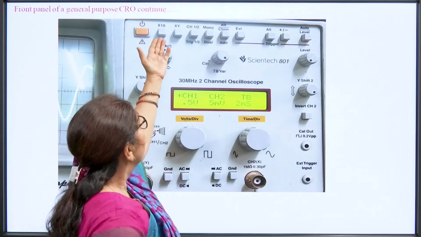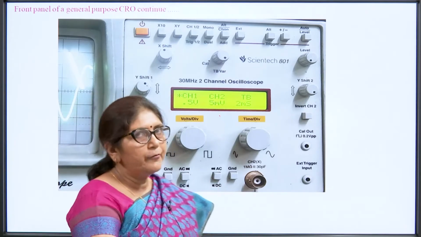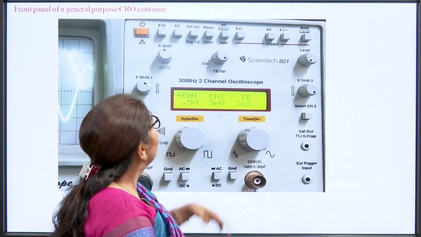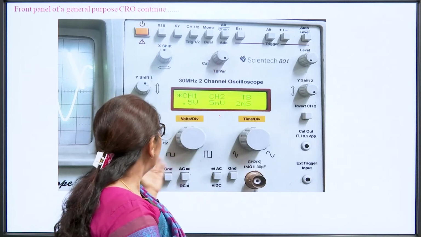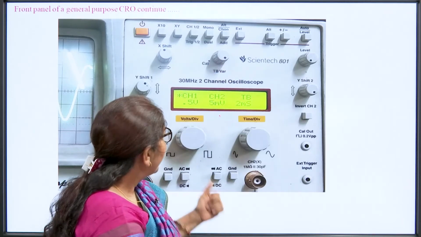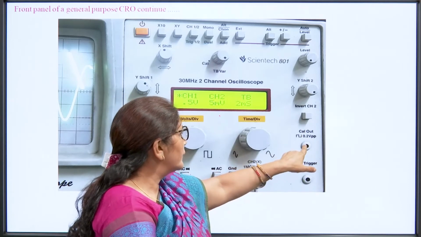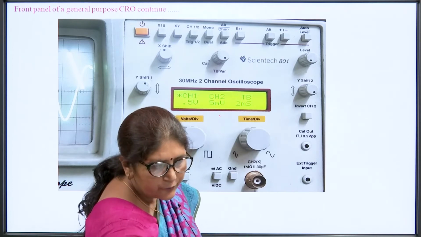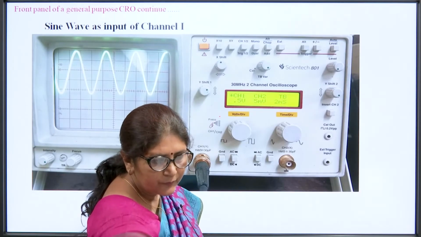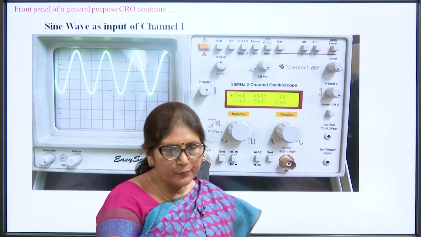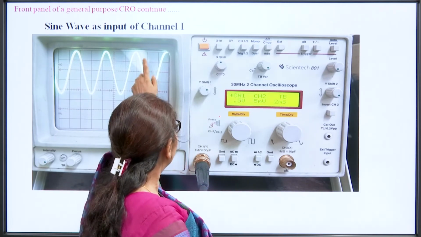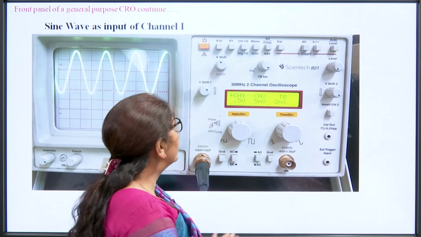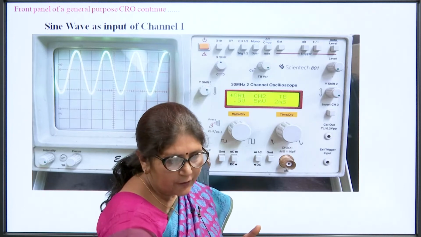Here is one more thing. In the previous CRO it is x5, so we can increase the signal 5 times, but here the amplitude can be increased by 10 times. Similarly, mono, dual, add and all other things are the same. Here there is a calibration output. So, yes, this is the waveform displayed. We can see the waveform is at the upper position of the screen, so we can shift it downwards.